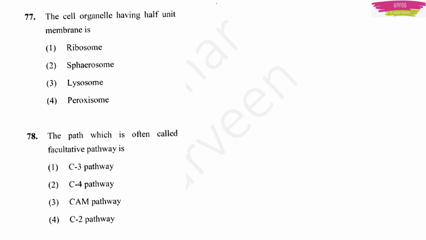Next question. The cell organelle having half unit membrane is option 1 ribosome, option 2 spherosomes, option 3 lysosomes, and option 4 peroxisomes. So option 2, spherosomes, are the cell organelles which have half unit membrane. Next question. The pathway which is often called the facultative pathway is option 1 C3 pathway, option 2 C4 pathway, option 3 CAM pathway, and option 4 C2 pathway. It is the CAM pathway which is often referred to as the facultative pathway.